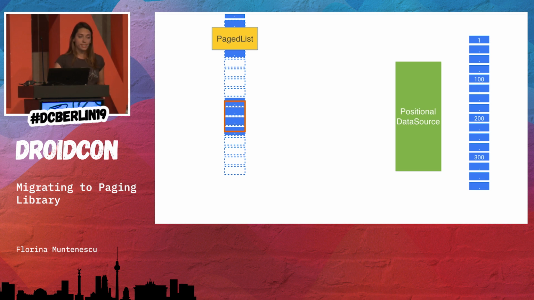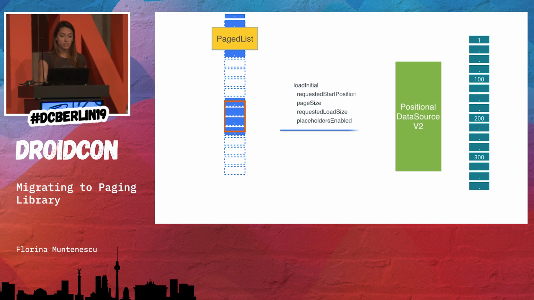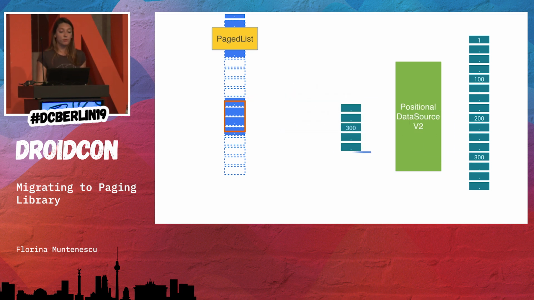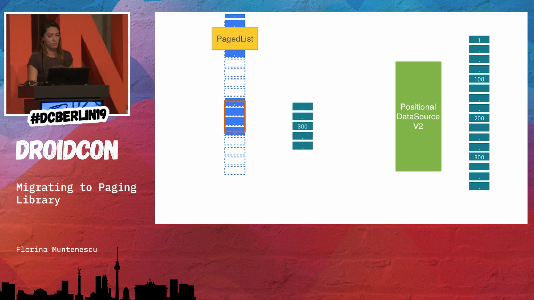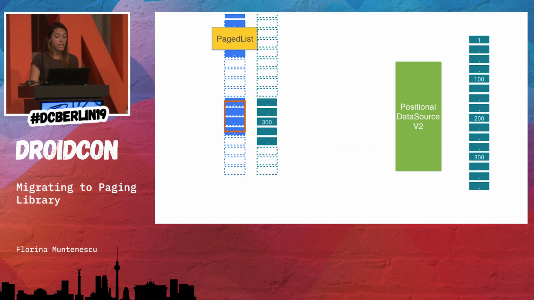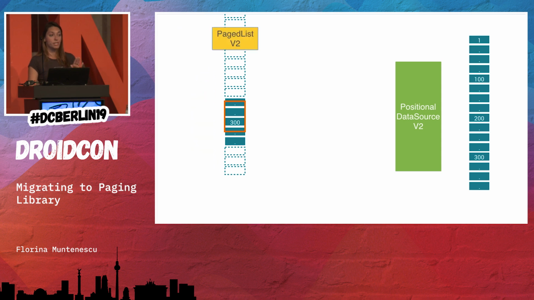But what if our data is invalidated? Well, in this case, we get a new data source. And here, load initial is called again, but the requested start position will depend on where the user is at the moment when this is triggered. So again, this is something that the paging library calls automatically. What you need to do is implement load initial. But you have all of the information needed to know what kind of request you need to trigger to your backend, for example. So then you get your new data, and that data is replaced in the UI.